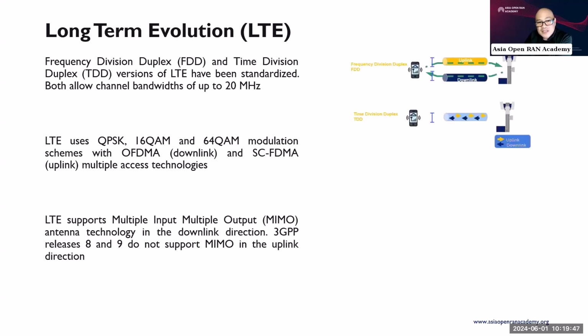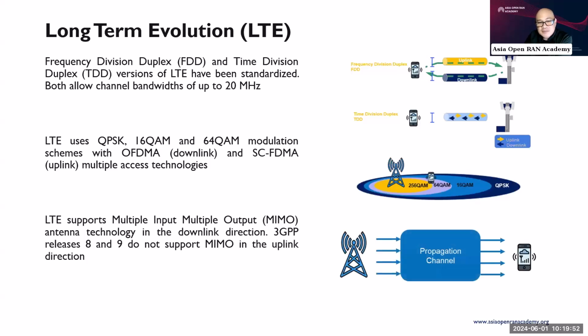So it has FDD, TDD, different modulations, and advanced antenna systems like MIMO. For its modulation, we now see 256 QAM, 64 QAM, 16 QAM, and the lowest is QPSK. So as you move further away from the cell site, we call this adaptive coding and modulation.